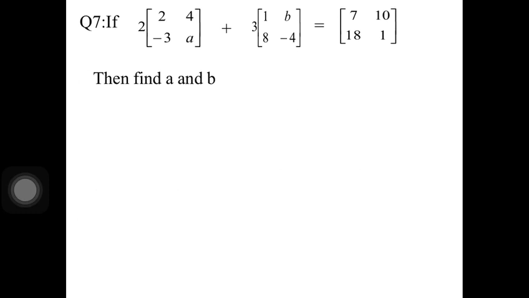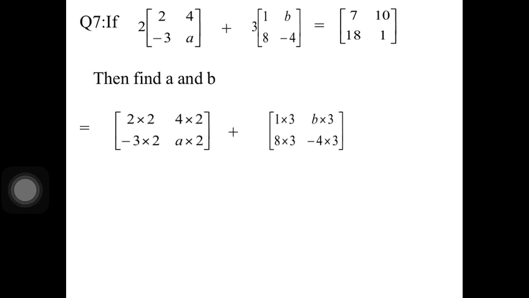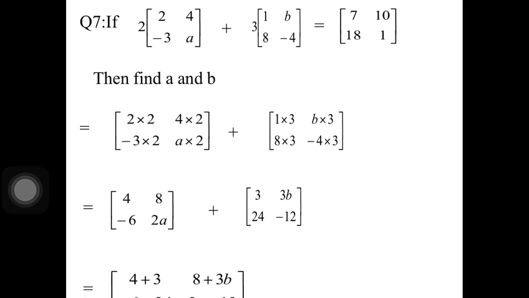Question number 7, if 2 multiplied by a matrix plus 3 multiplied by a matrix is equal to 7, 10, 18 and 1, find the value of A and B. First of all, multiply these terms and solve it. 2 1s are 2, 2 2s are 4, 2 4s are 8, 2 minus 3s are minus 6, and 2 A's are 2A. 3 1s are 3, 3 B's are 3B, 3 8s are 24, and 3 minus 4s are minus 12. Now add these terms: 4 plus 3, 8 plus 3B, minus 6 plus 24, 2A minus 12.